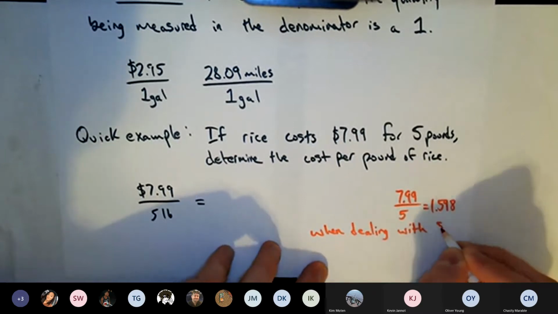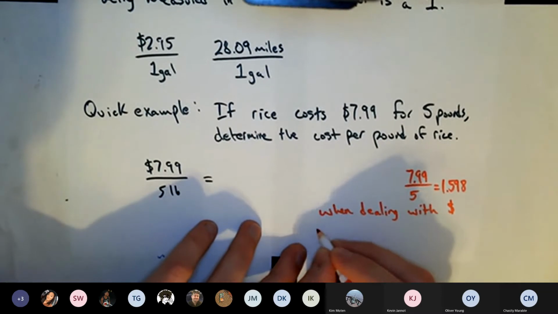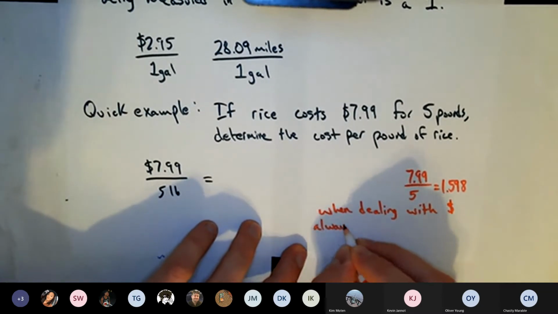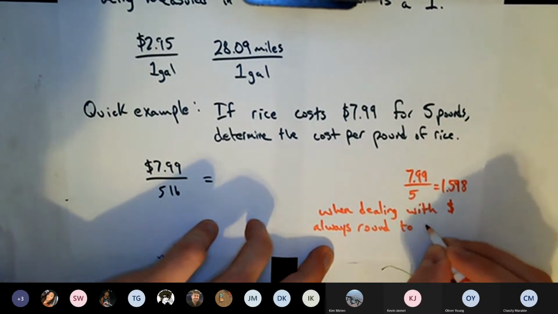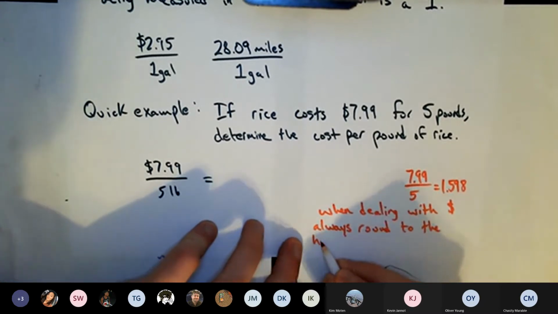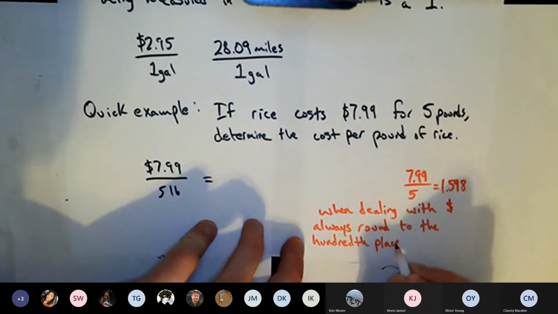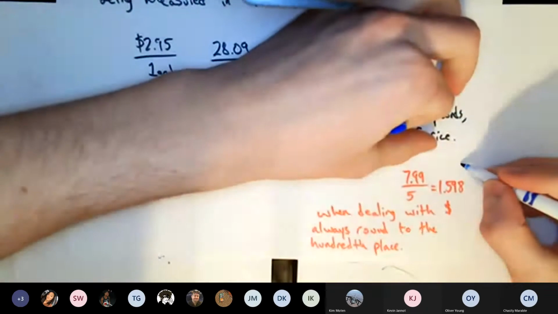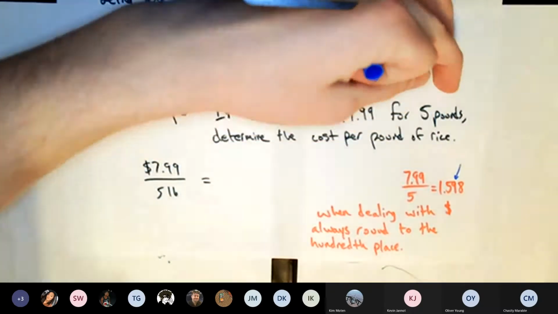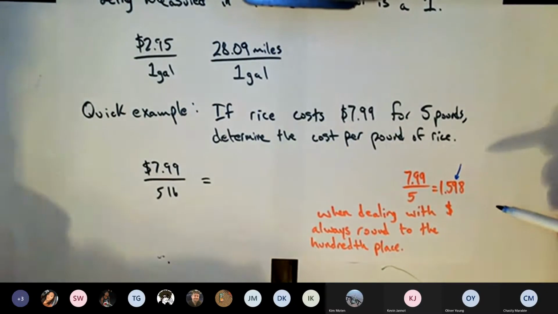when dealing with American dollars, always round to the 100th place. And by the way, where is that? The 100th place is this position here, the second position behind the decimal point.